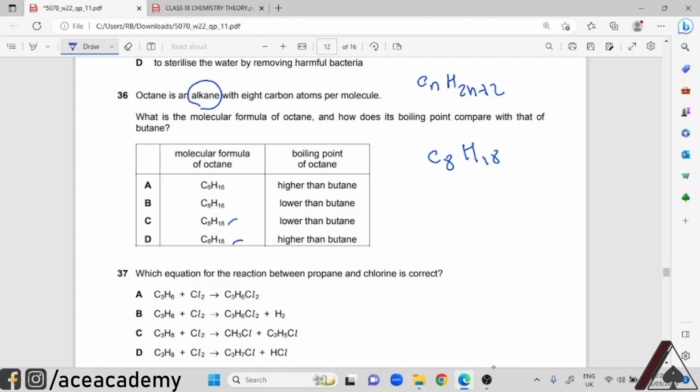So somewhere between C and D. And we know that for a homologous series, as the number of carbon atoms increases, butane will be over here and octane will be further below. We know that as we go down the homologous series, the melting point and boiling point increase. As a result, the boiling point of octane will be higher than the boiling point of butane. So option D is the answer.